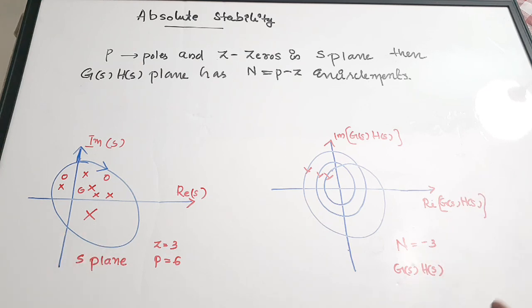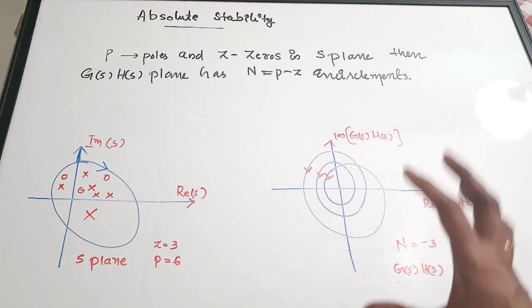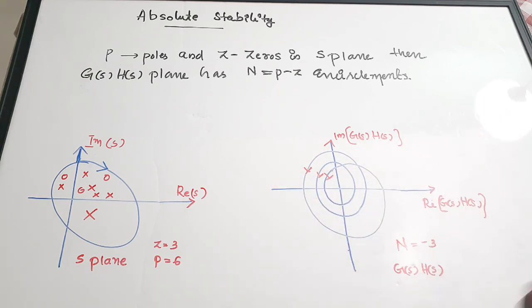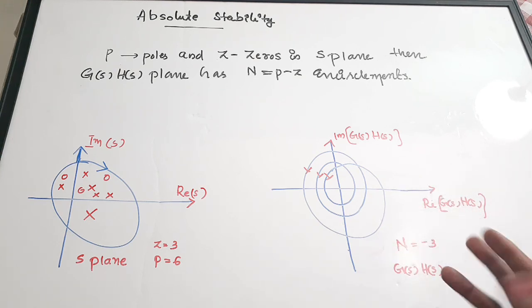Okay, so you should know that for this s plane, we are actually marking the poles, and we'll be marking some encirclements in this G(s)H(s) plane. And we'll look into this plane to find whether there are poles, how many poles there are, or how many zeros there are, all those things. Okay, so here, before saying the stability, there is one condition.